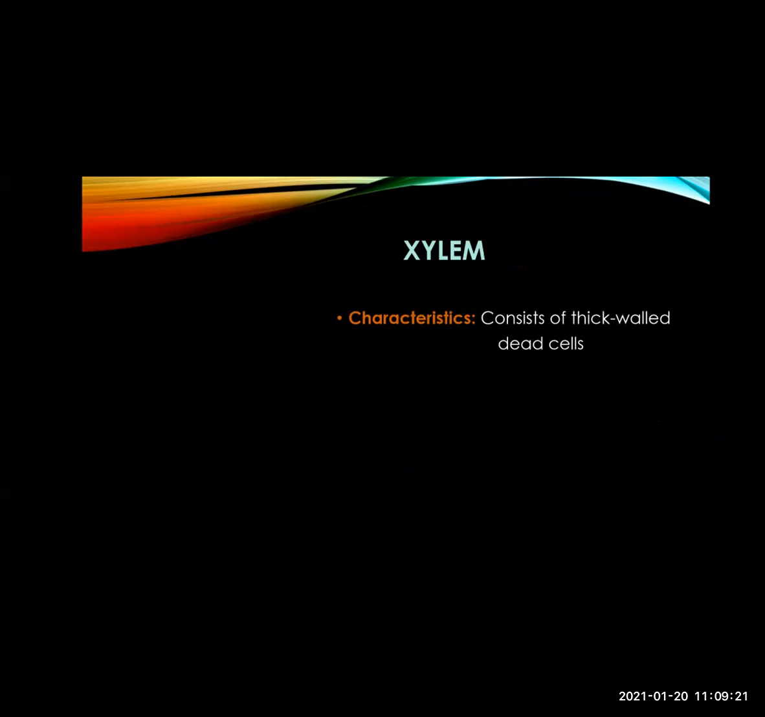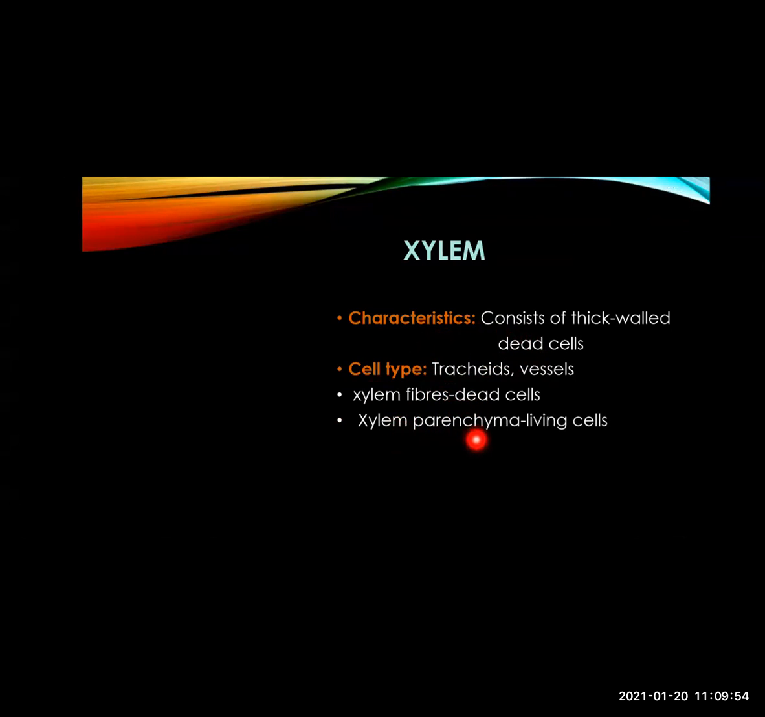Now, the major characteristic of xylem is that it consists of thick-walled and dead cells. The two major cell types are tracheids and vessels. Remember, these are the cells that are present in the xylem: tracheids, vessels, and xylem fibers. That is sclerenchyma cells, xylem sclerenchyma. Then it also contains xylem parenchyma.